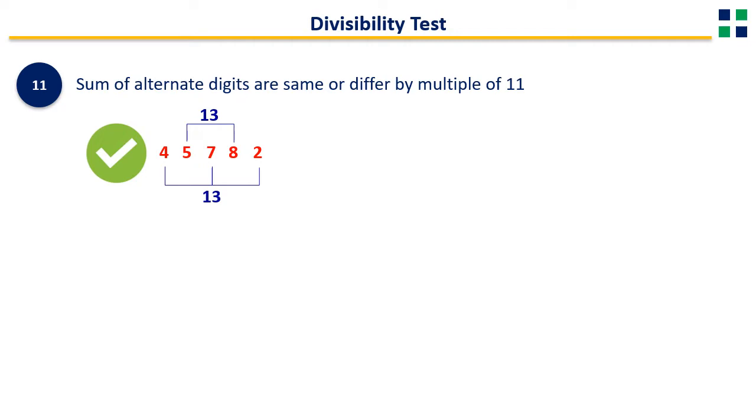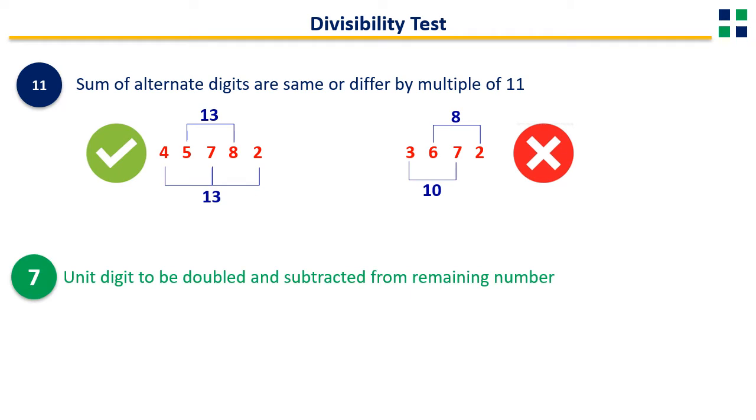I take another example. Let's take a 4-digit number, 3672. Again, I take the sum of alternate digits. 3 plus 7 is 10 and 6 plus 2 is 8. Now, these two sums are not equal and they don't even differ by a multiple of 11. So, the given number is not divisible by 11.